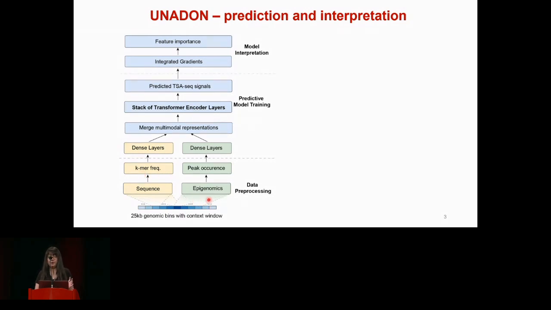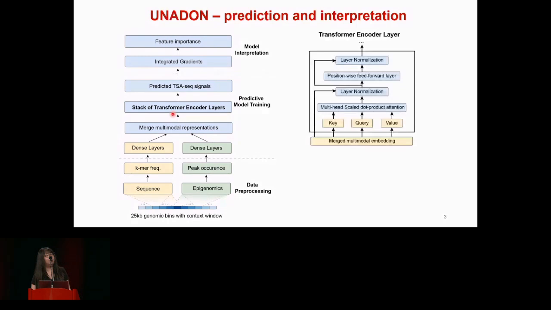We also extract the epigenomic features, including the chromatin accessibility and 8 histone marks, which are represented by the occurrences of the signal peaks. The sequence and the epigenomic features are fed into the neural network separately, merged into a multimodal representation, and then passed through a stack of transformer encoder layers. The details of the transformer encoder layers are shown on the right. The most important component of the transformer encoder is the multi-head attention mechanism, which we have seen a lot of times these days, and we know it's very powerful. The TSA-seq signals are predicted based on the output of the transformer encoder layers.